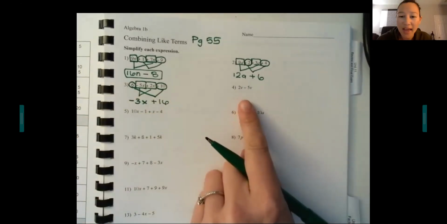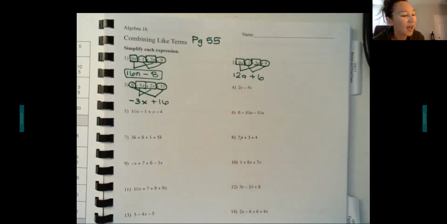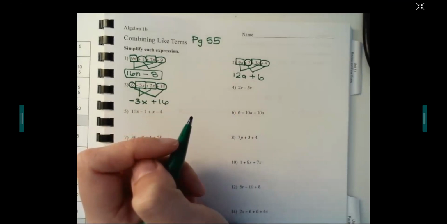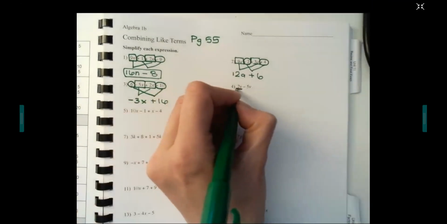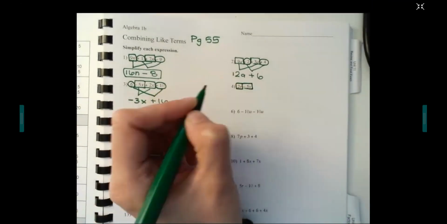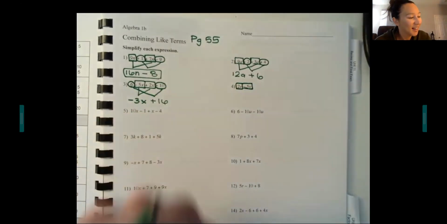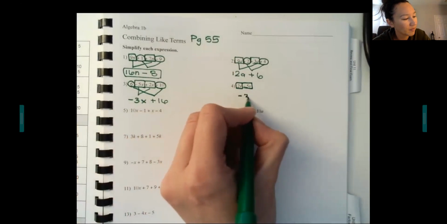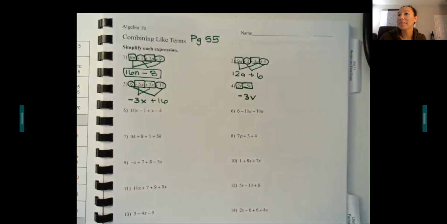Okay, and then Bella, number 4, we have 2v minus 5v. You box 2v and negative 5v, v, not b. Very good. And so what do you get when you combine those? Negative 3v. Excellent. Thank you, Bella.